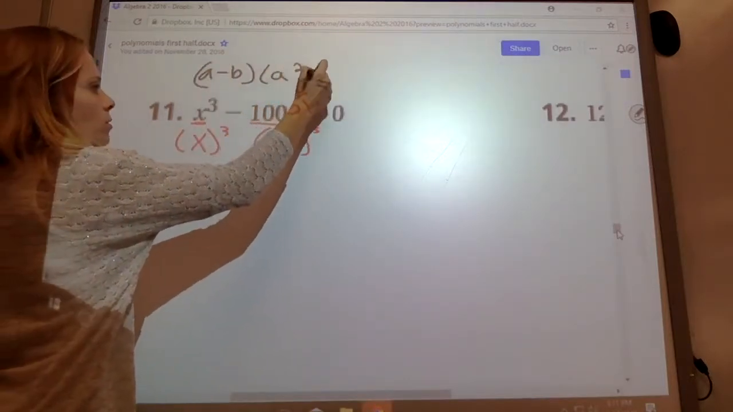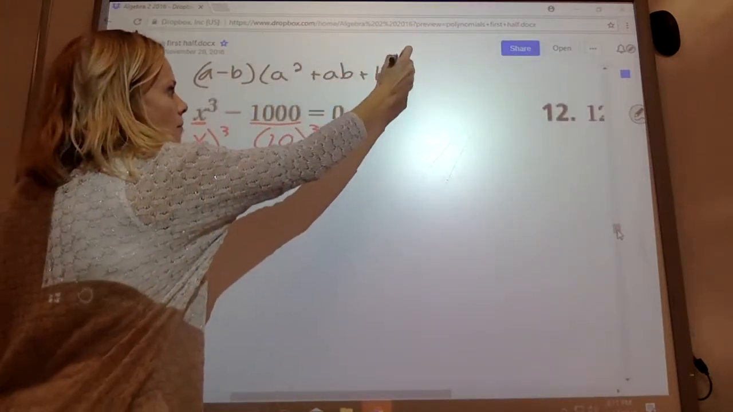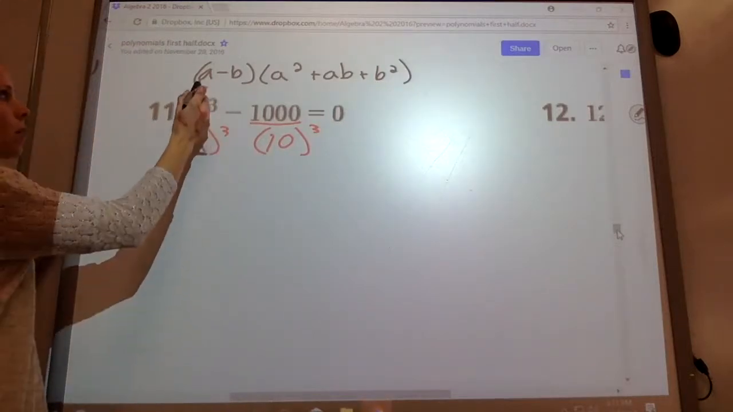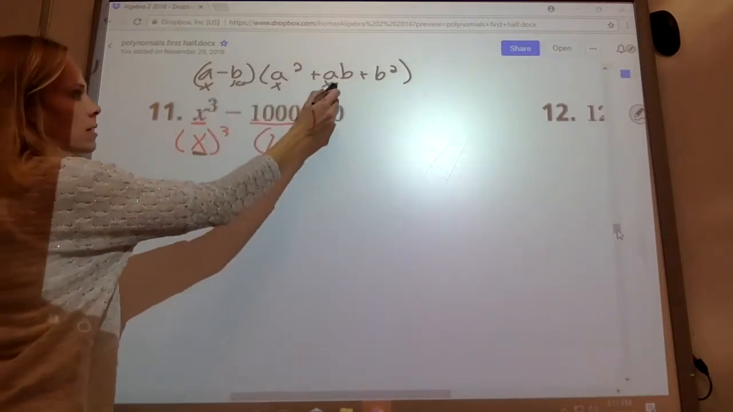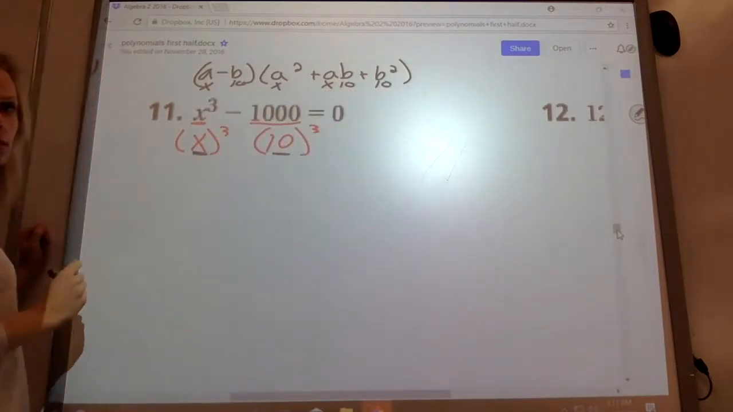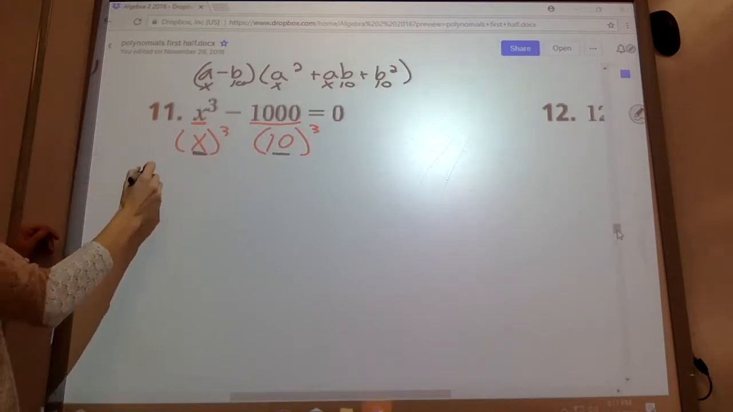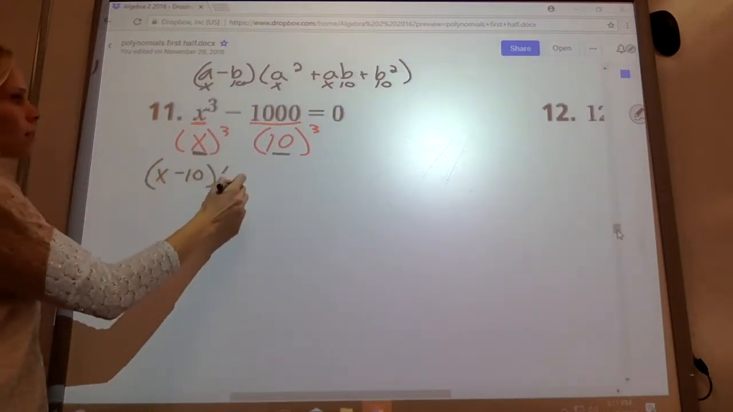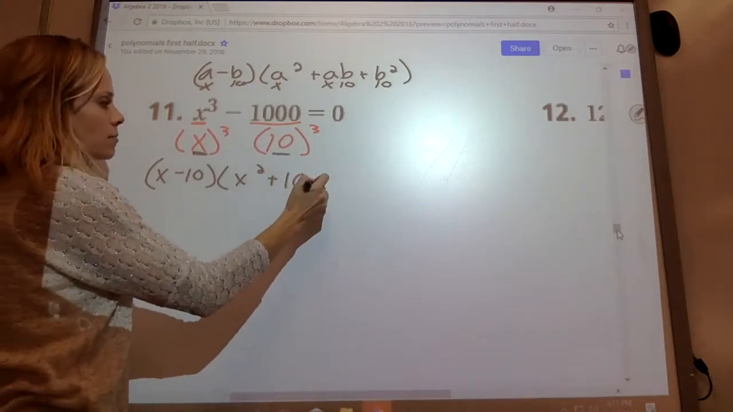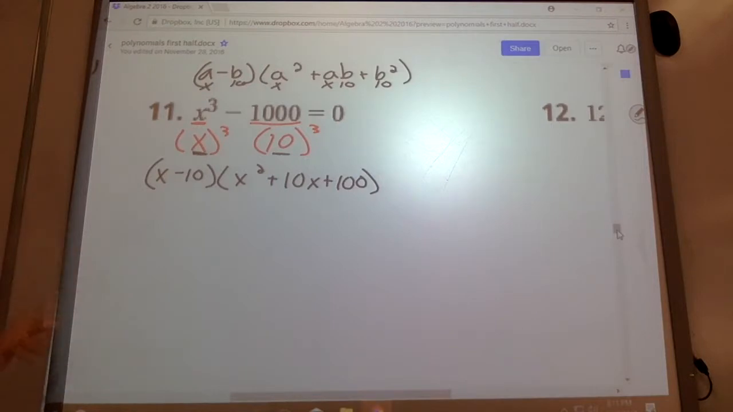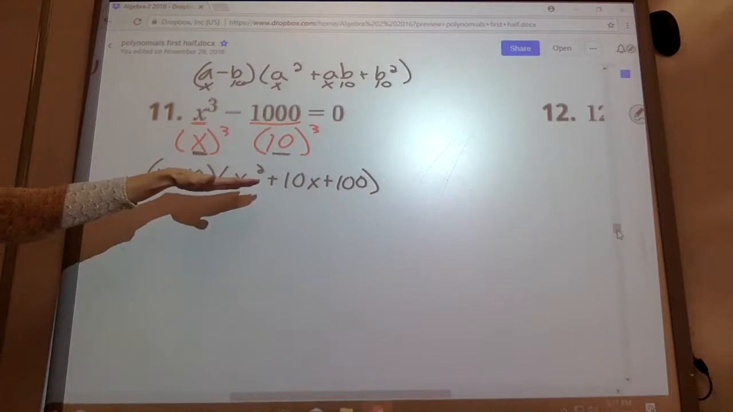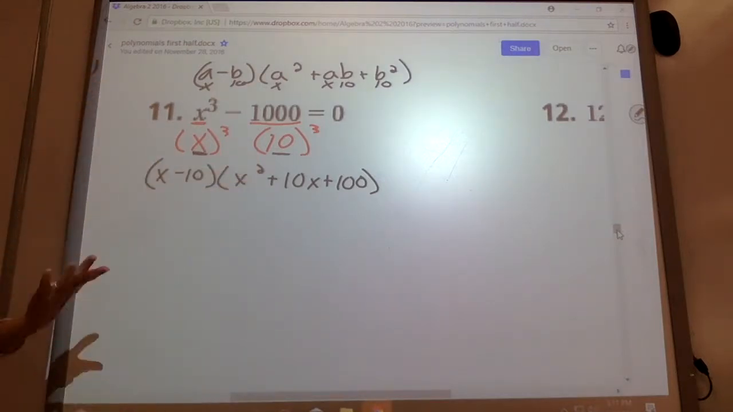So when I look at my formula for difference of cubes, you're going to be putting x in for all of the a's, and you're going to be putting 10 in for all of the b's, right? And then plug it in. So I'd get x minus 10, x squared plus 10x plus 100, which that is factored. It's factored. I'm done. That's the work I needed to do in order to then solve it. It's factored, but I still need to solve it.